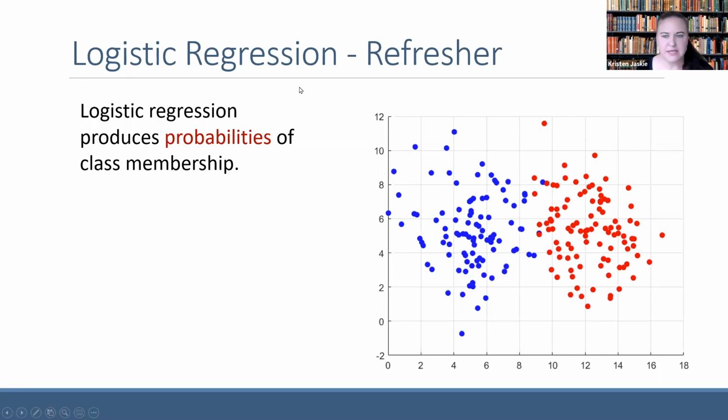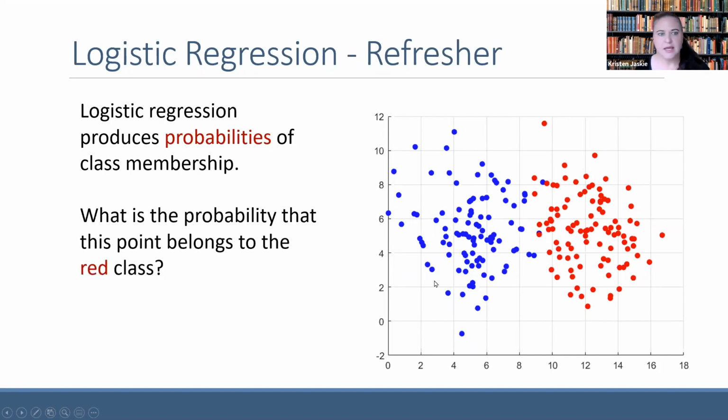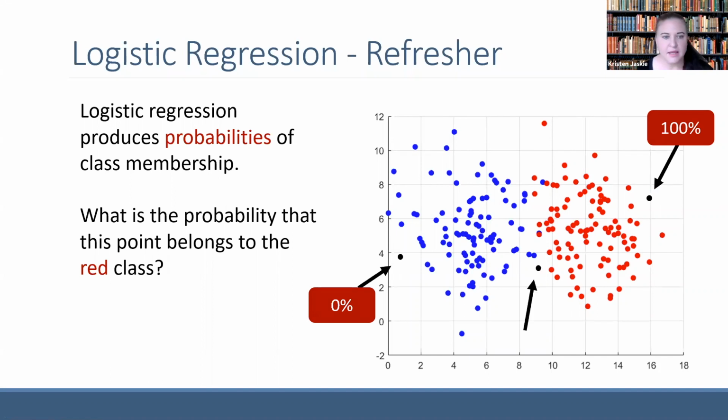Logistic regression produces probabilities of class membership. So the general intuition is that we're going to look at the probability that different points belong to the red class. So this point right here, the probability that it belongs to the red class should be about 100%, right? How about this point? The probability that it belongs to the red class should be about 0%. And a point right here in the middle, well, the probability that it belongs to the red class should be about 50%, right? So hopefully this makes sense, the intuition behind the probability of these points belonging to the red class.